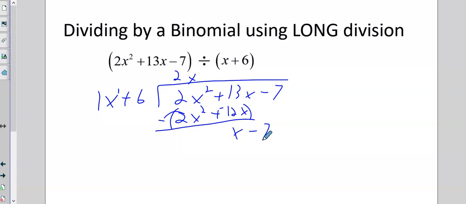Now, how many times does 1x go into 1x? One time. So 1 times x plus 6, and we're going to subtract. And be careful, okay? x minus x is 0. And then negative 7 minus 6 is negative 13. So it's 2x plus 1, remainder negative 13.